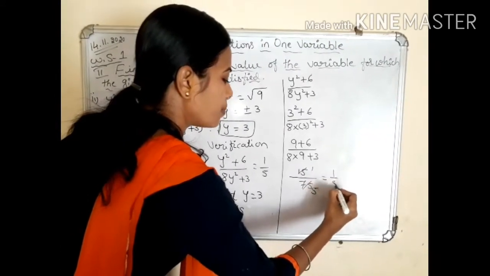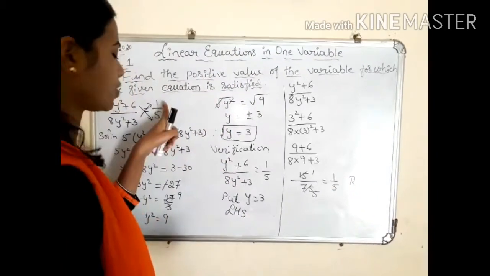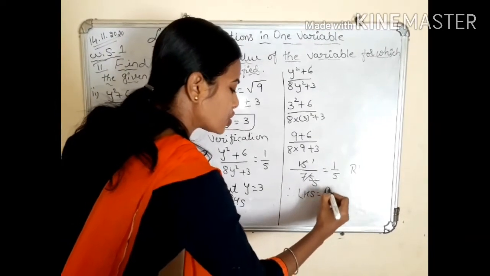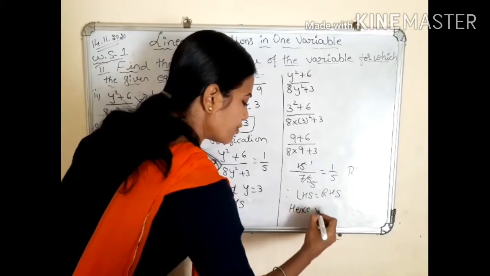Here we got 1 by 5. 1 by 5, what it is? We proved RHS. RHS is equal to 1 by 5. Therefore, LHS is equal to RHS. Hence verified.